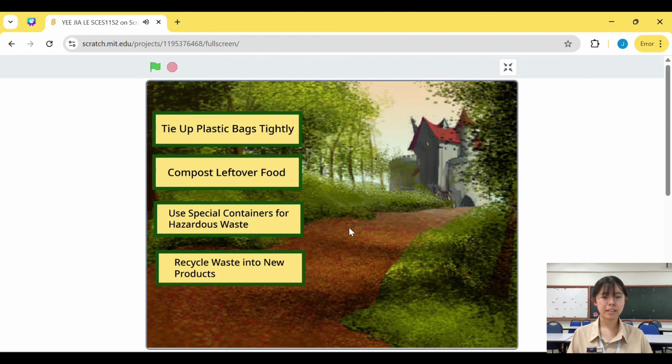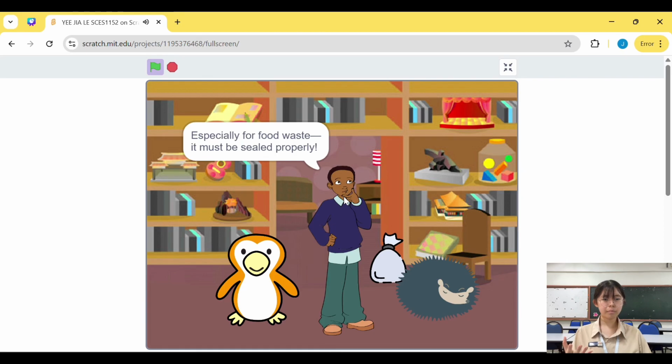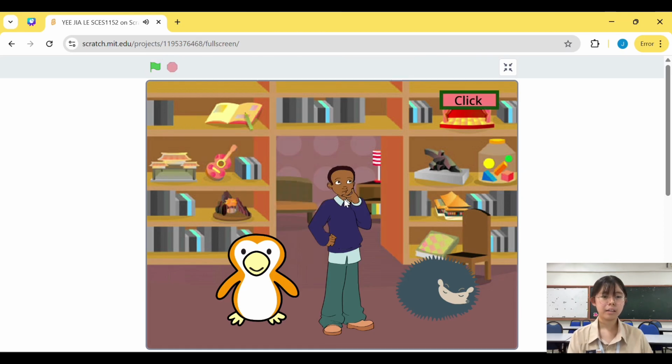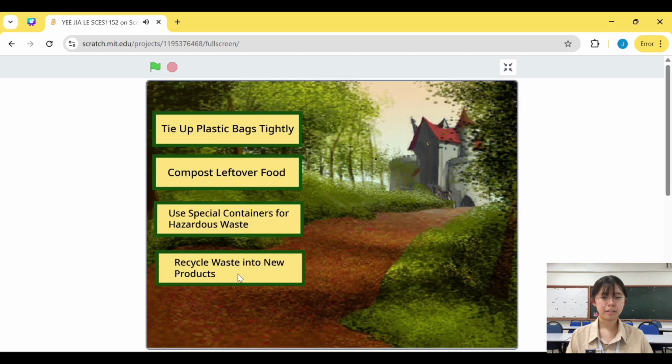So this is the first one. When we click, we will enter the storyline, and the storyline will teach how to manage garbage wisely. And when we click, it will pop out information about the proper way.